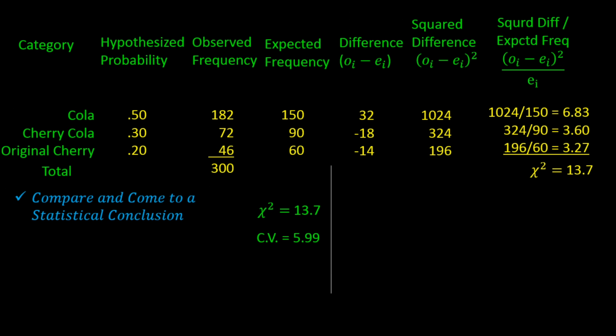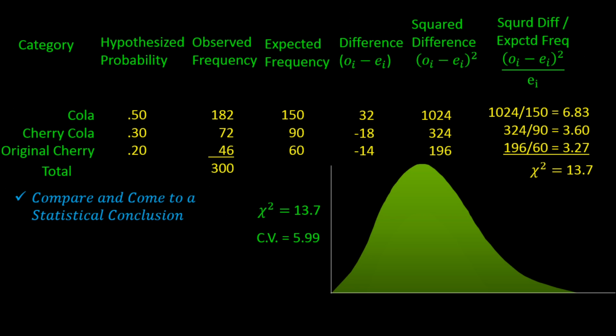Here is what the chi-square distribution looks like. The critical value splits the distribution into the non-rejection area to the left of the critical value and the rejection region in the upper tail area. So just like before, the tail area is the rejection region where our conclusion will be to reject the null hypothesis. Our critical value is 5.99 and it would fall around here. And our test statistic is 13.7 and it would fall someplace here in the rejection region, way above the 5.99 cutoff point.